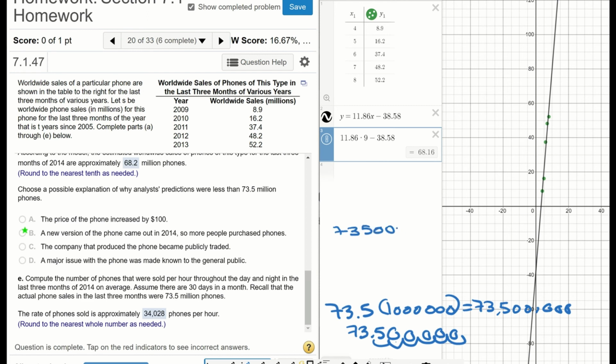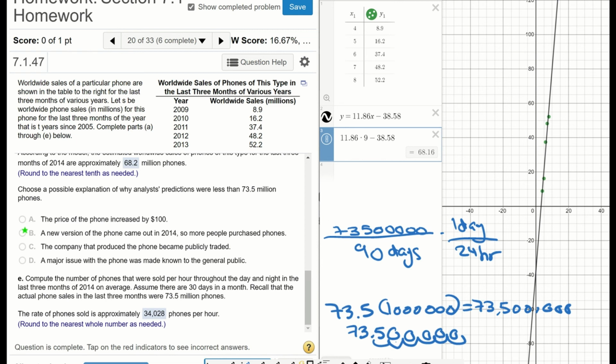So 73,500,000 were sold over a period of 3 months at 30 days per month. That's 90 days, right? And we know that 1 day corresponds to 24 hours. So we use a unit factor in this manner. Notice that 1 day is equal to 24 hours. So the value here of this fraction is 1. That's why it's called the unit factor. And then we just have to just compute that.